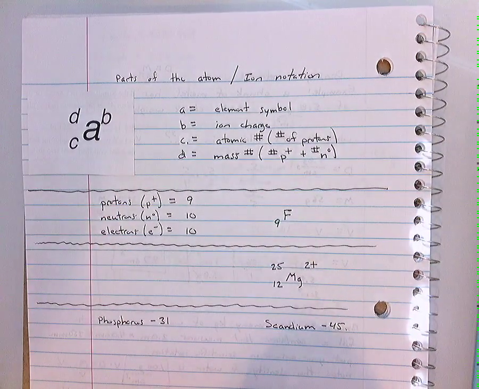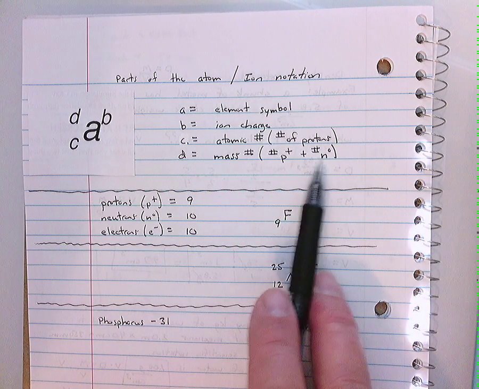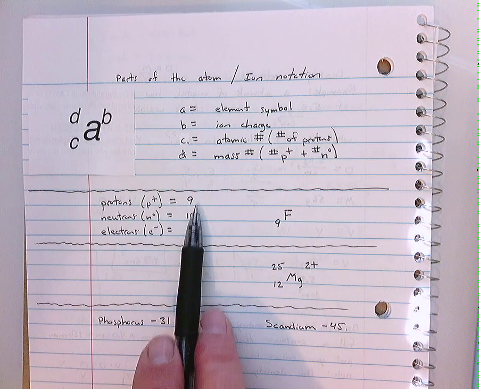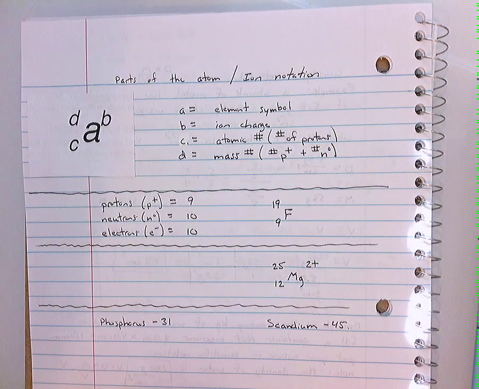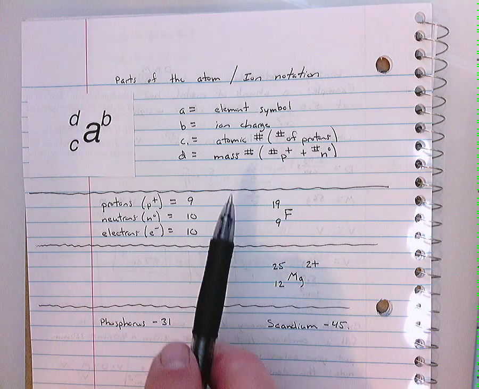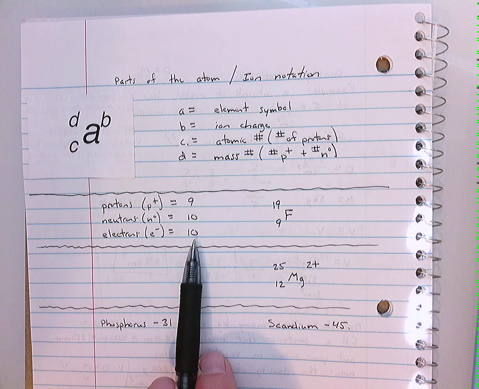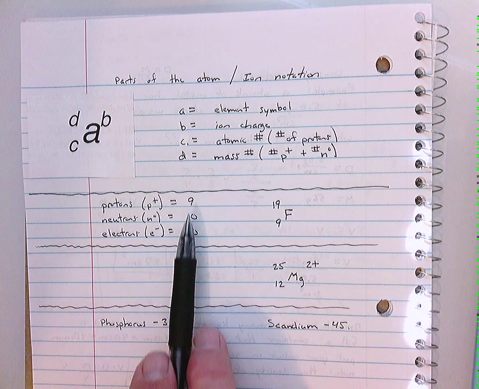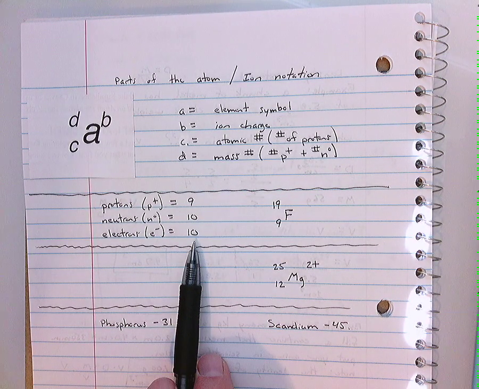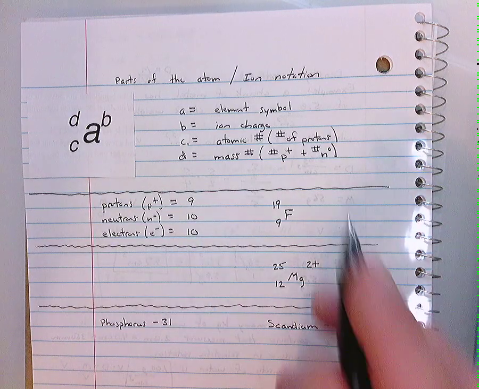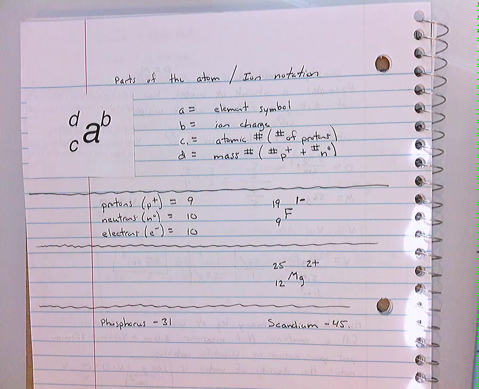So 9 goes there. Then the mass number, or the number of protons and neutrons together, would be 9 plus 10, or 19. And finally, for the ion charge, well, we have 9 protons and 10 electrons. So 9 of our electrons cancel out with 9 of our protons. We have 1 electron left over. That carries a negative charge. And so we're going to put 1 negative right here. Could also put -1.